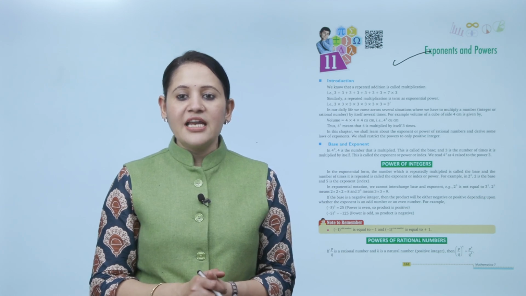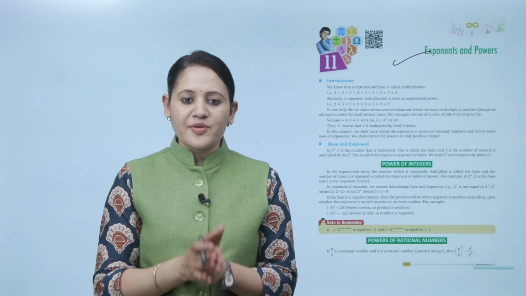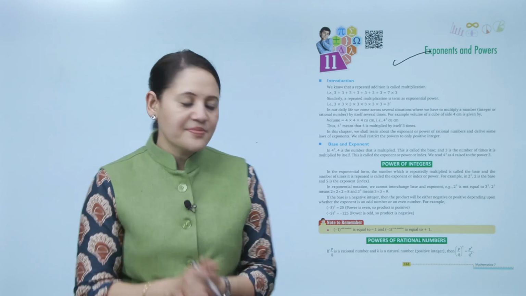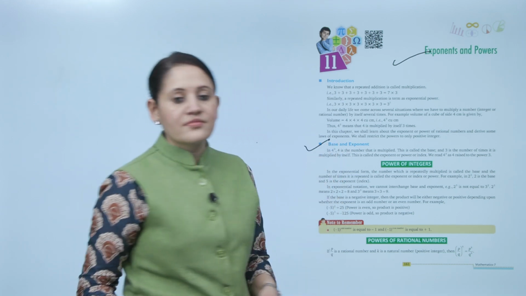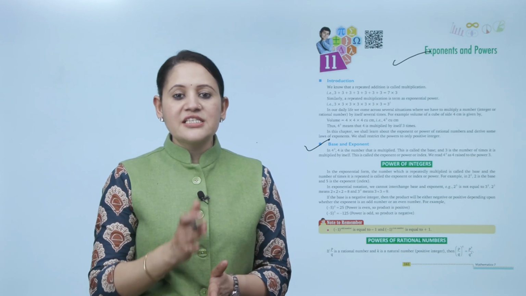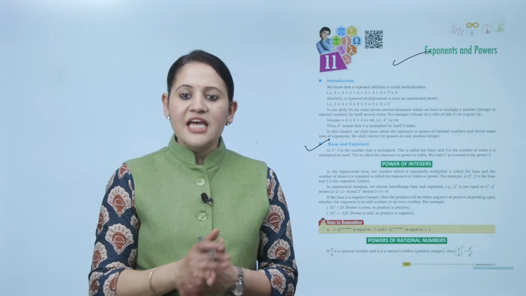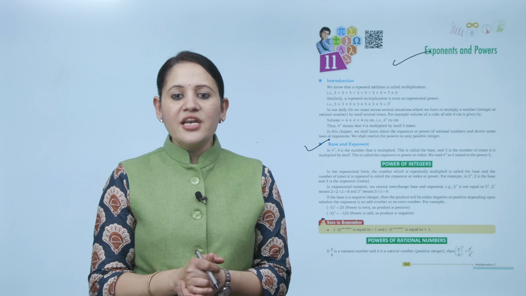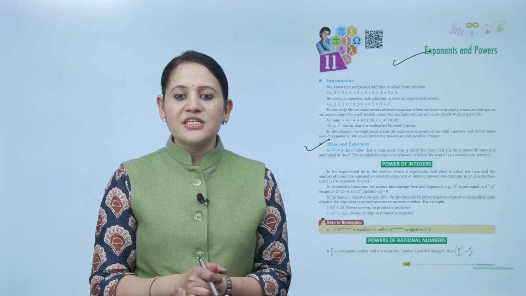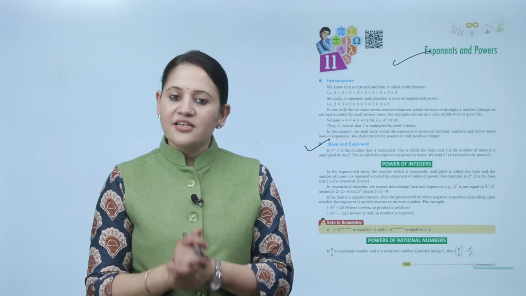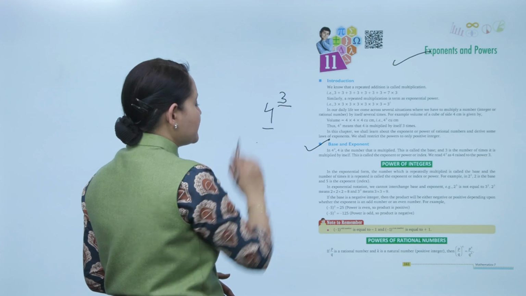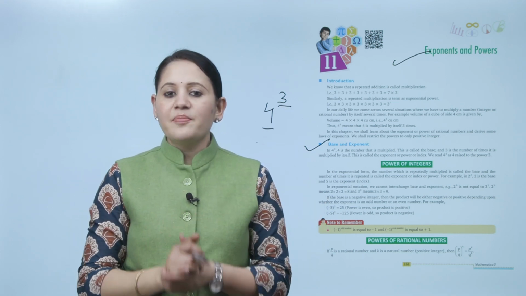In this chapter, we shall learn about the exponent or the power of rational numbers and derive some laws of exponents. We shall restrict the power to only positive integers. Next is base and exponent. In 4 to the power 3, 4 is the number that multiplies. This is called the base, and 3 is the number of times it is multiplied by itself. This is called the exponent or power or index. We read 4 to the power 3 as 4 raised to the power 3. Clear? So here 4 is the base and 3 is the power or exponent. Clear?